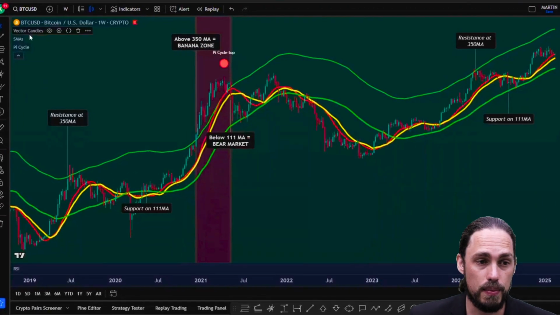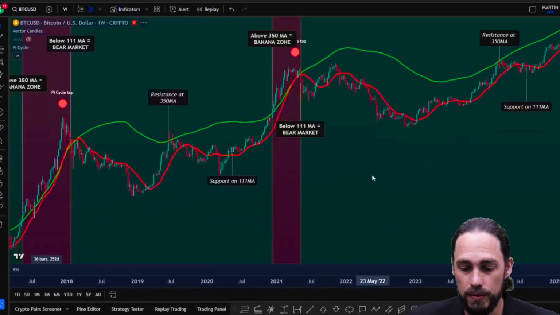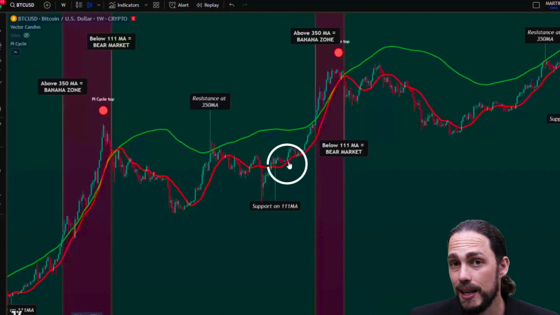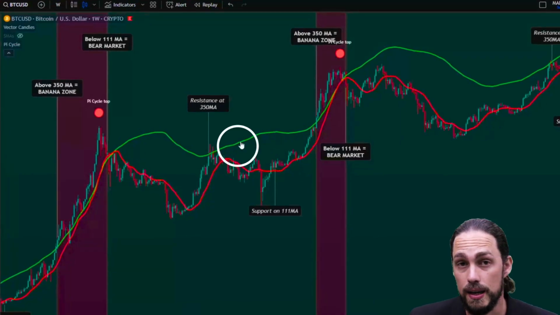Now, if you open that up, let's just hide the simple moving averages. It gives you a couple of lines that you can have a look at. The Pi Cycle Top Indicator has a very accurate and powerful record of printing previous bull cycle tops, and that is when the 111 red moving average crosses above the 350 green moving average.